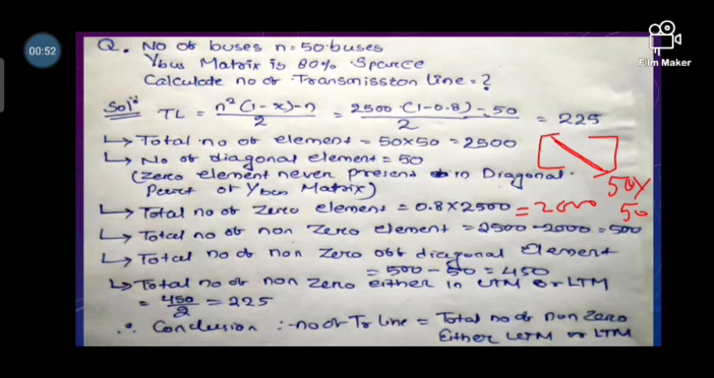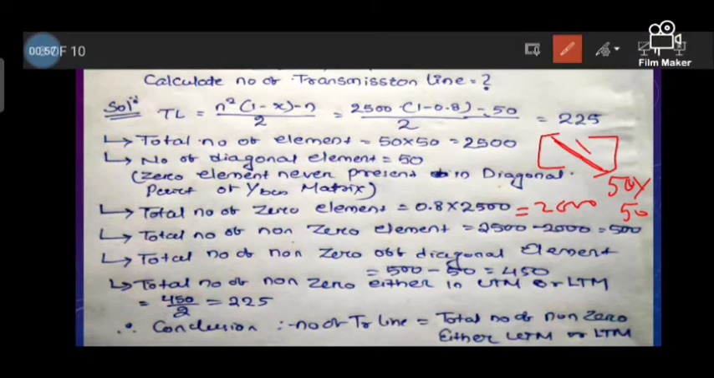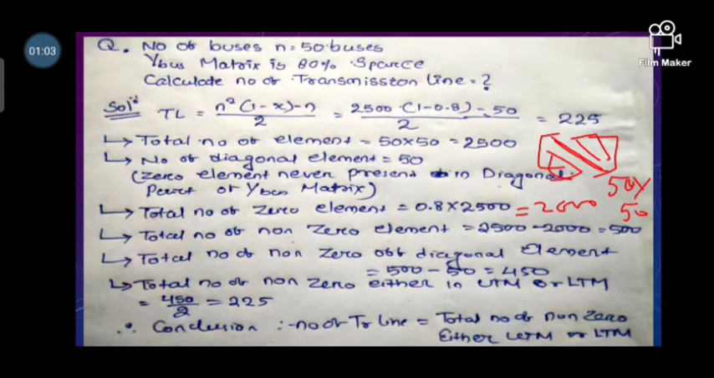Now we are going to calculate the off-diagonal elements. Off-diagonal elements means the upper triangular matrix and lower triangular matrix elements. The total number of non-zero off-diagonal elements is equal to the total non-zero elements, 500, minus the diagonal elements, 50. So you get 500 minus 50 is equal to 450. So 450 elements are present in the lower triangular matrix and the upper triangular matrix together.